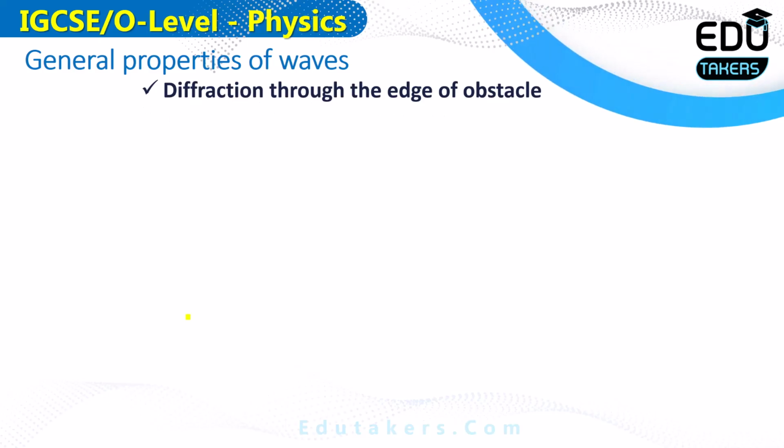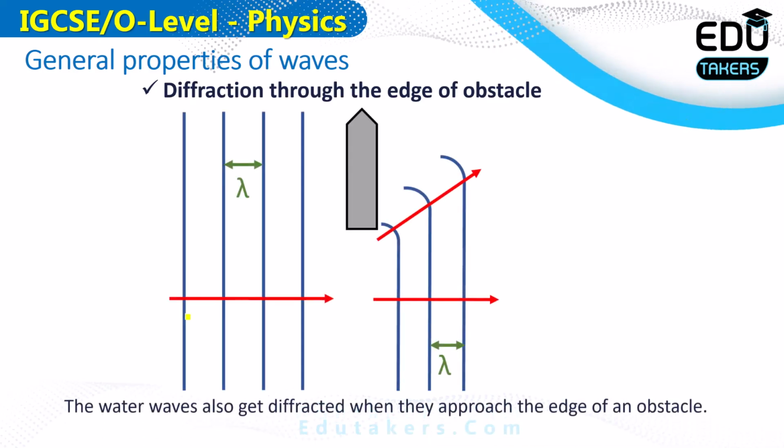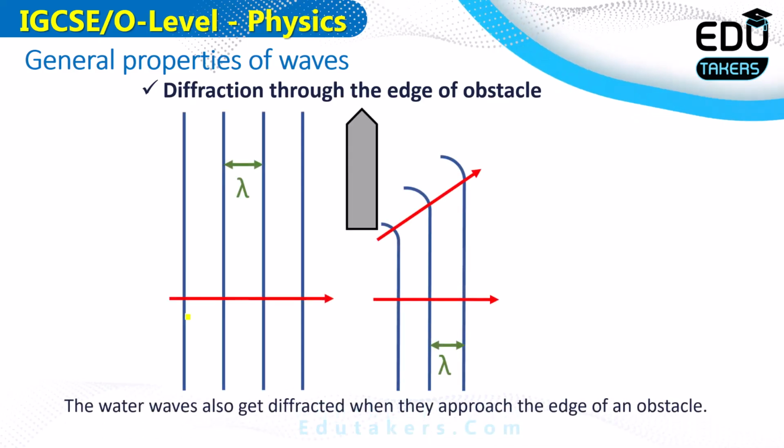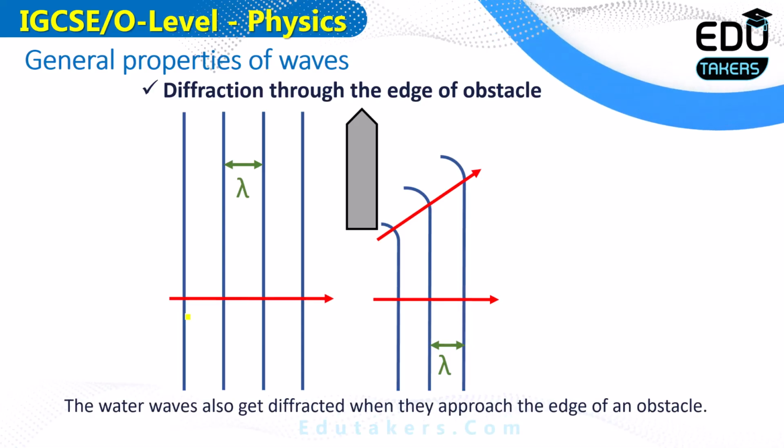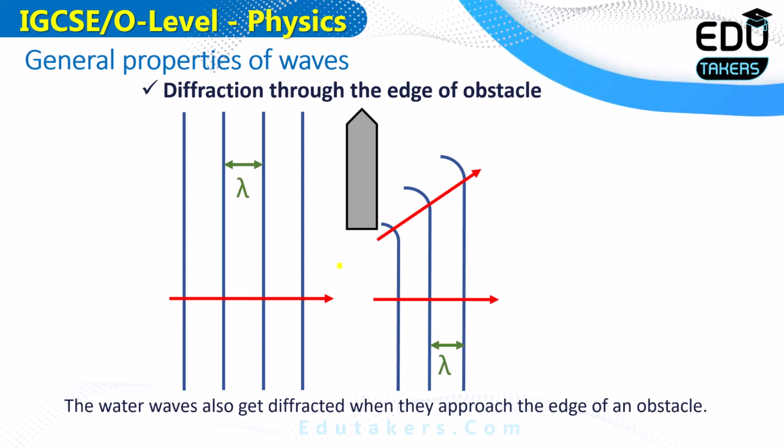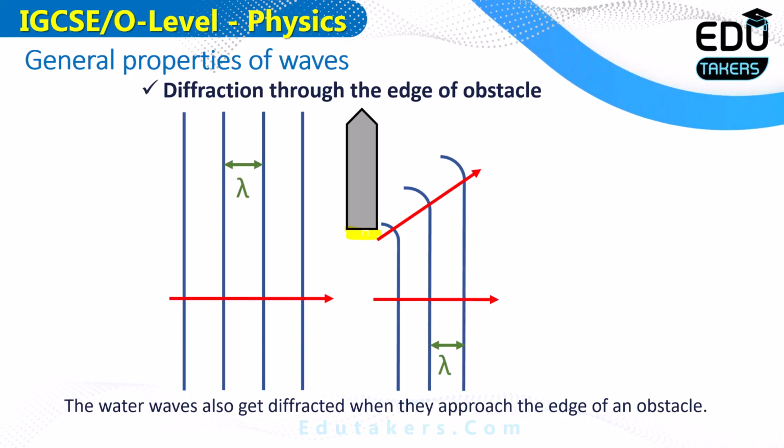Diffraction through the edges of an obstacle. Before that, we considered two obstacles with a small distance between them, and how the waves get diffracted. But in this case, we have to see how the waves get diffracted after passing through the edges of an obstacle. There is only one obstacle and by its edges the waves basically get diffracted.